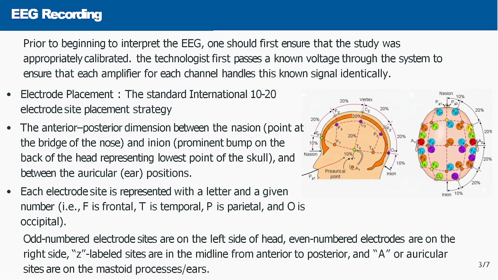How do we place these electrodes over the scalp? Is there any rule? Yes. Prior to beginning to interpret the EEG, one should first ensure that the study was appropriately calibrated. That means before recording, we have to calibrate the electrodes by providing some known signal through them. This first passes a known voltage through the system to ensure that each amplifier for each channel handles this known signal identically. Then comes the electrode placement, where we have to place these electrodes.